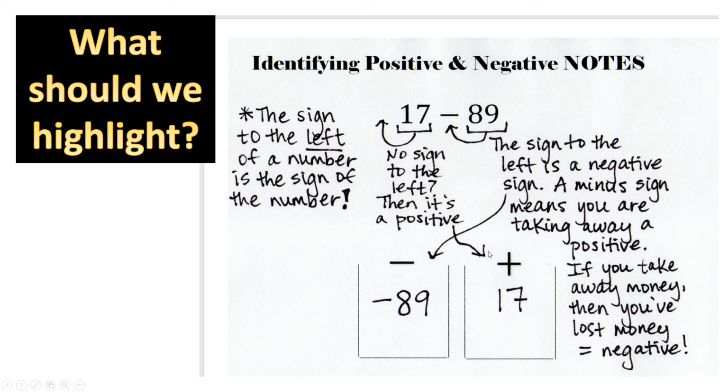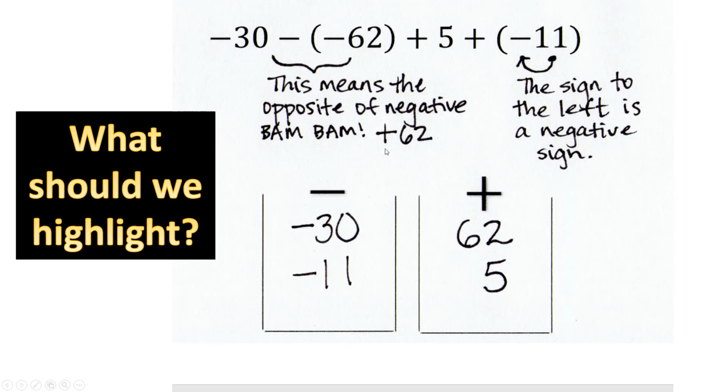So we're sorting them into the positive and negative boxes. 17 is a positive 17, minus 89. If you're taking away something, it means it's a negative value. So just think of it, the sign to the left is the sign of the number. It's a negative 89. At the bottom of the left side, you'll see this example with 4 different values, 4 different numbers.